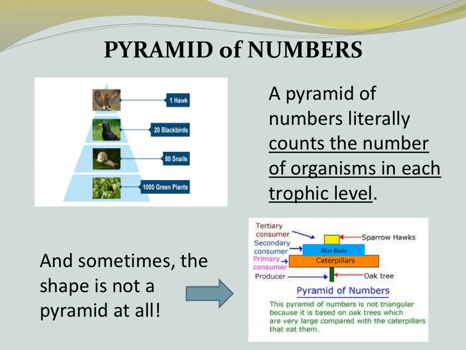For example, 1,000 green plants feed 50 snails, which feed 20 blackbirds, which feed 1 hawk. And sometimes that pyramid is not a pyramid shape at all, because at the bottom is a producer, but it's an oak tree and there's only one of them. But that oak tree can host many caterpillars, which might feed many bluebirds, which can be eaten by a fewer number of sparrowhawks.